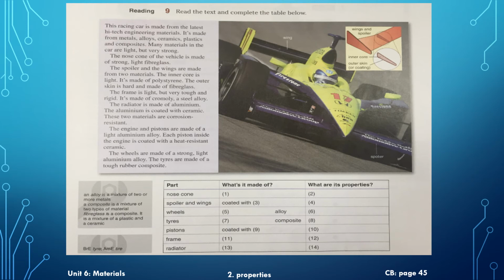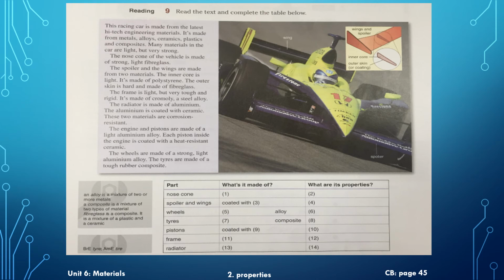The radiator is made of aluminum. The aluminum is coated with ceramic. These two materials are corrosion resistant. The engine and pistons are made of light aluminum alloy. Each piston inside the engine is coated with a heat-resistant ceramic. The wheels are made of strong light aluminum alloy. The tires are made of tough rubber composite.